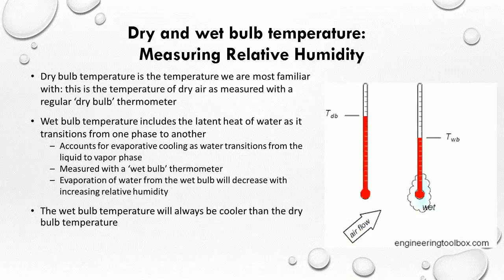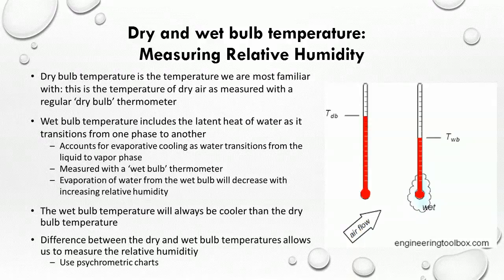As air passes over the wet bulb thermometer, water will evaporate from the wet gauze into the airstream, and the temperature of the thermometer will drop to compensate. Under high relative humidity, less water will evaporate, and there will be less difference between the dry and wet bulb temperatures. Under low relative humidity, more water will evaporate, and there will be a larger difference between the dry and wet bulb temperatures. Knowing the difference between these two measurements, we can use a psychrometric chart to determine the relative humidity. We will see later how to read a psychrometric chart.